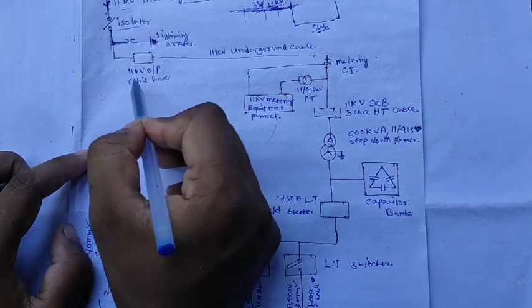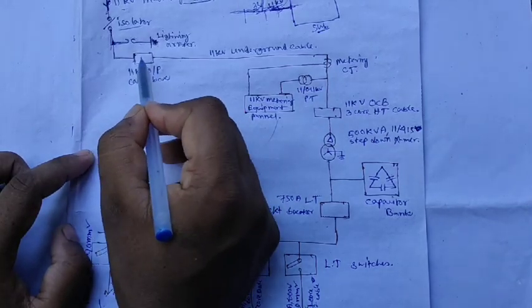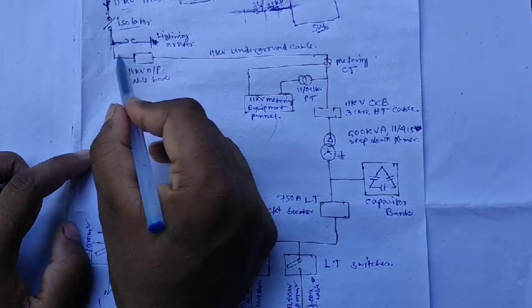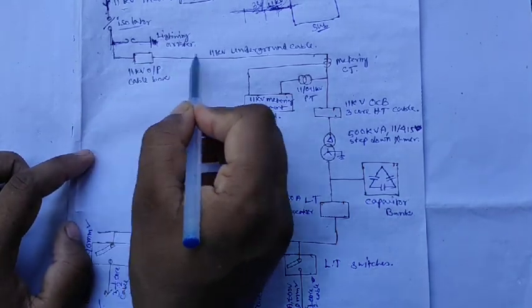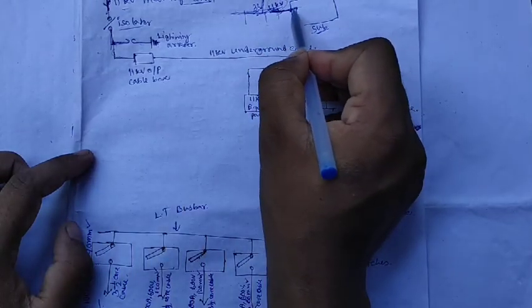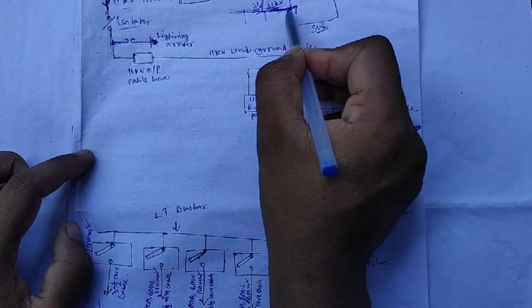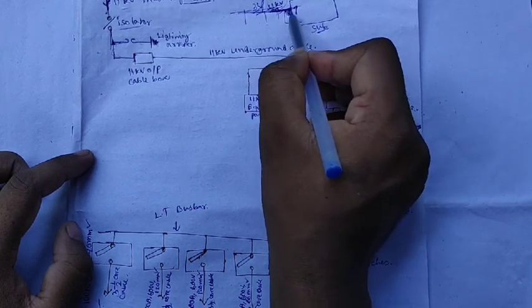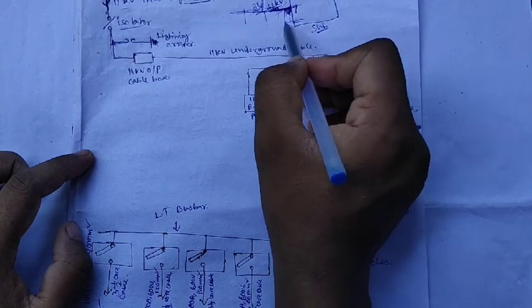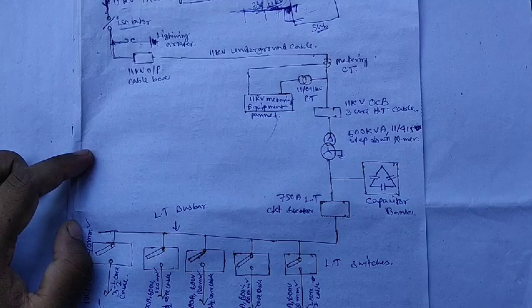Then comes the 11 kV cable box. The 11 kV cable box means this line goes to the substation by underground cable. Suppose this is the pole, the 11 kV pole is connected. Then through this pole, by the cable, this line goes underground and then goes inside the substation.